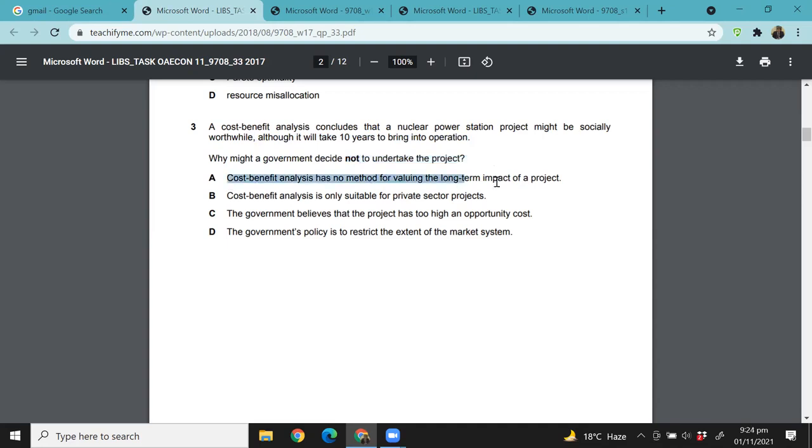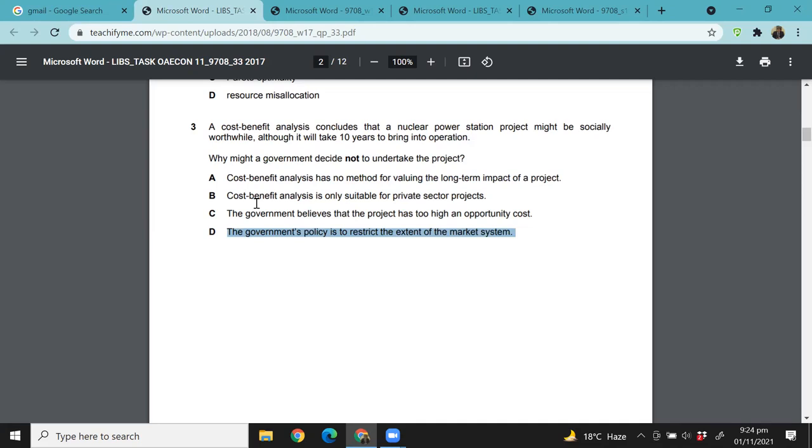Cost benefit analysis has no method for valuing long-term impact of the project. Cost benefit analysis is only suitable for private sector projects. The government believes that the project has too high an opportunity cost. The government policy is to restrict the extent of the market system.